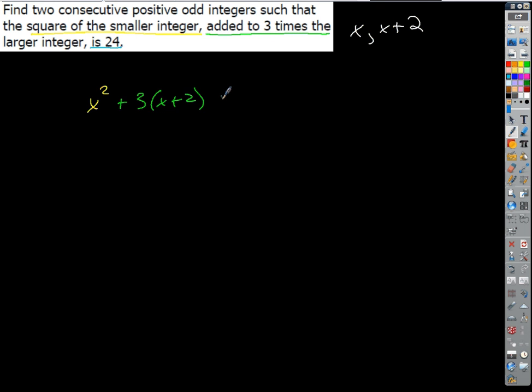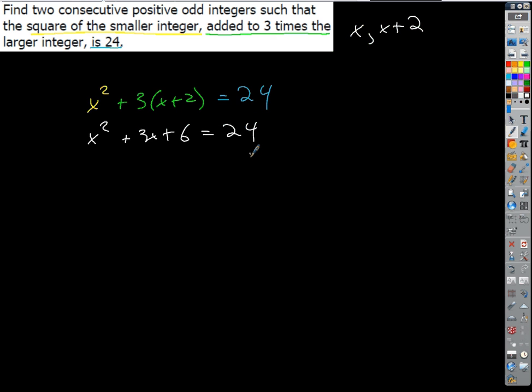How do I say that? Is 24, equals 24, right? No big deal. Okay, so let's see what we get here then. See what the math gods give us. And really, we're just petitioning the math gods for an answer. They're going to give it to us through algebra. So what do we get if we expand all this stuff out? x squared plus 3x plus 6 equals 24. Okay, so what do I need to do?